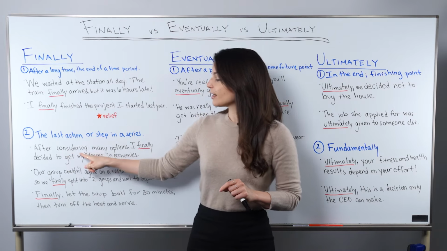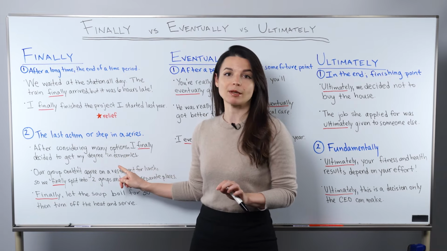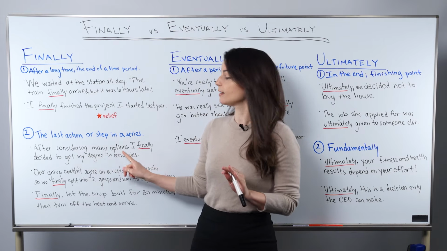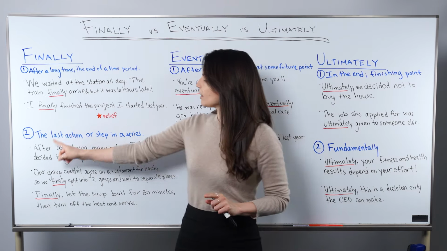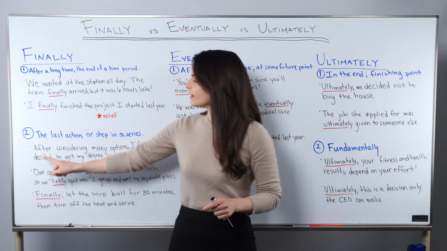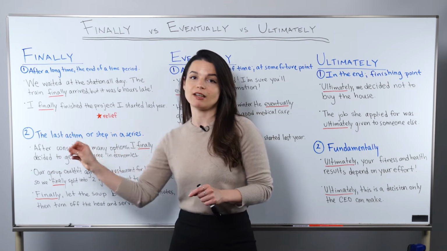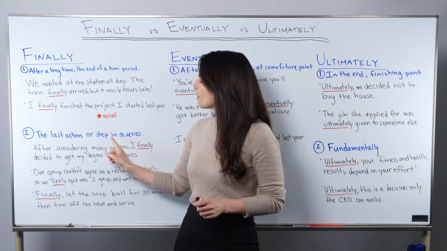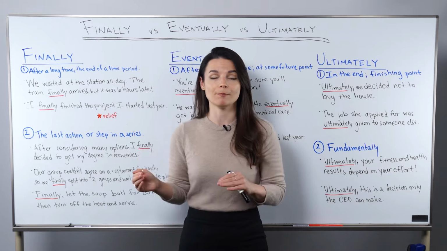First, after considering many options, I finally decided to get my degree in economics. Okay, so in this situation, the speaker is talking about the focus of their studies, and they use finally decided. This is a very common key verb that we see with this use of finally. Finally decided something. So the feeling here is that there were many different things for the speaker to consider, many different things to choose from.